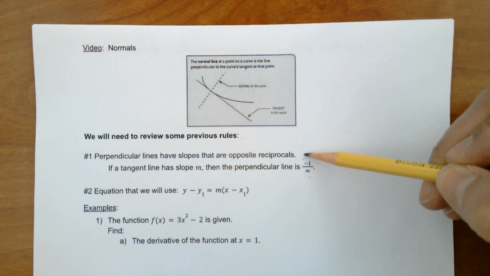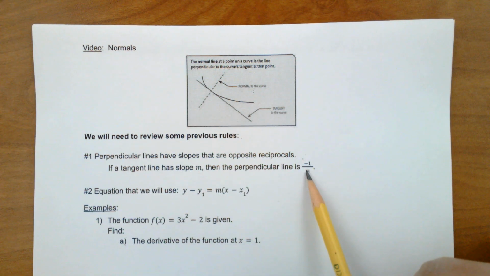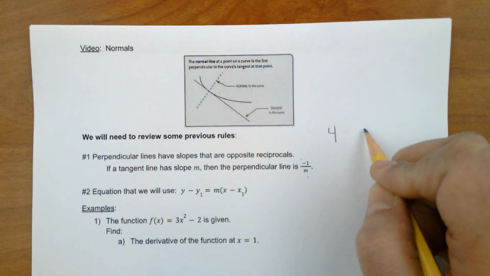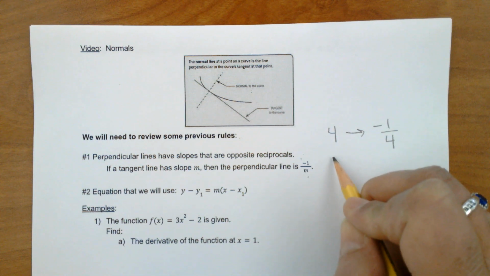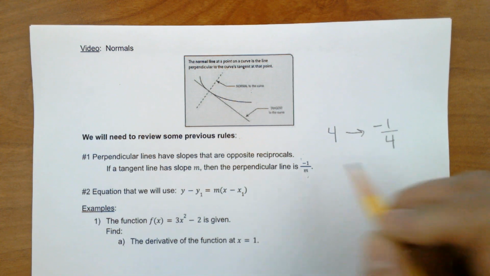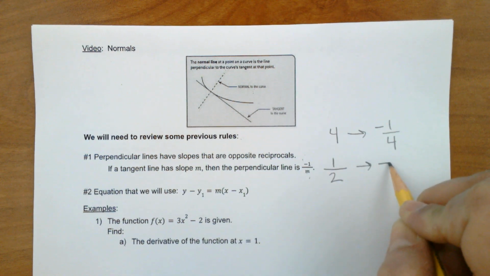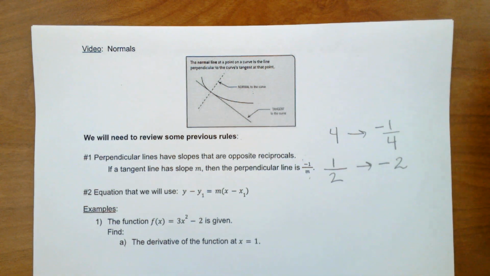The first one is perpendicular lines have slopes that are opposite reciprocals. So if a tangent line has a slope of m, then the perpendicular slope is going to be -1 divided by m. So if we have a slope of 4, then the perpendicular slope is going to be -1 over 4. Likewise, if we have 1 over 2, then the perpendicular slope is going to be -2 over 1, and it just becomes -2. So that's what happens when we have perpendicular slopes.